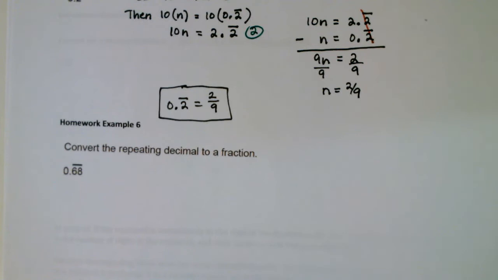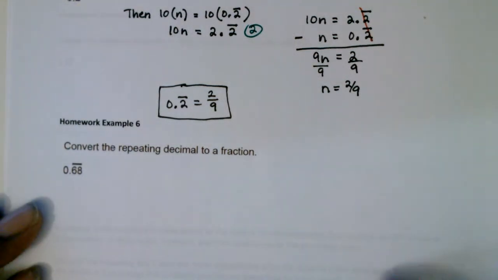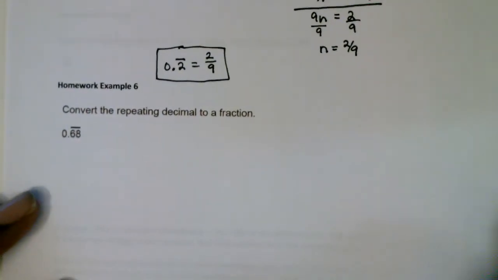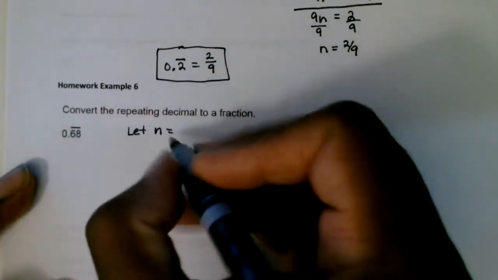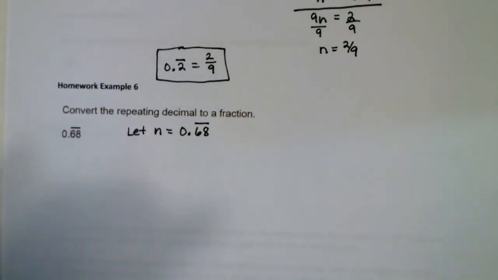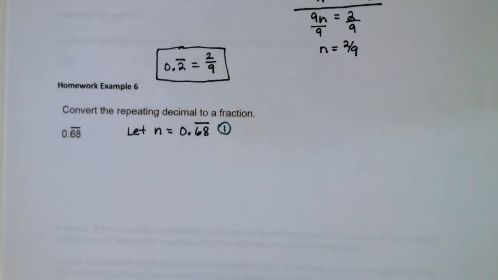All right, let's take a look at this example. Let's say I want to convert 0.68 with the 6 and the 8 repeating to a fraction in simplest form. Well, in this case, we start by letting n equal to that repeating decimal 0.68 with the bar on top. That is what we call equation one.